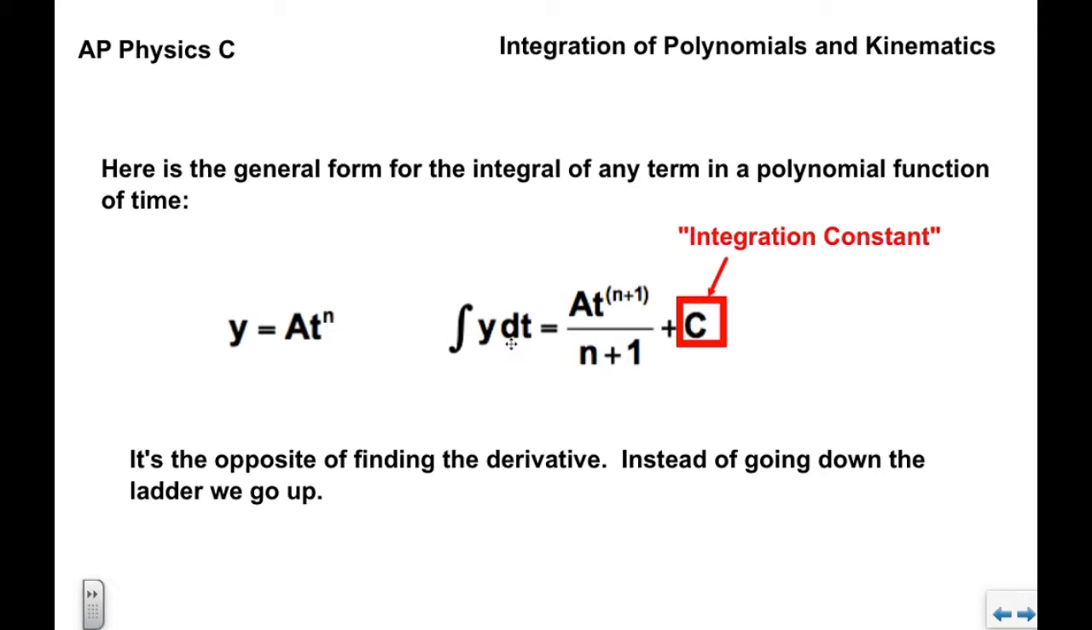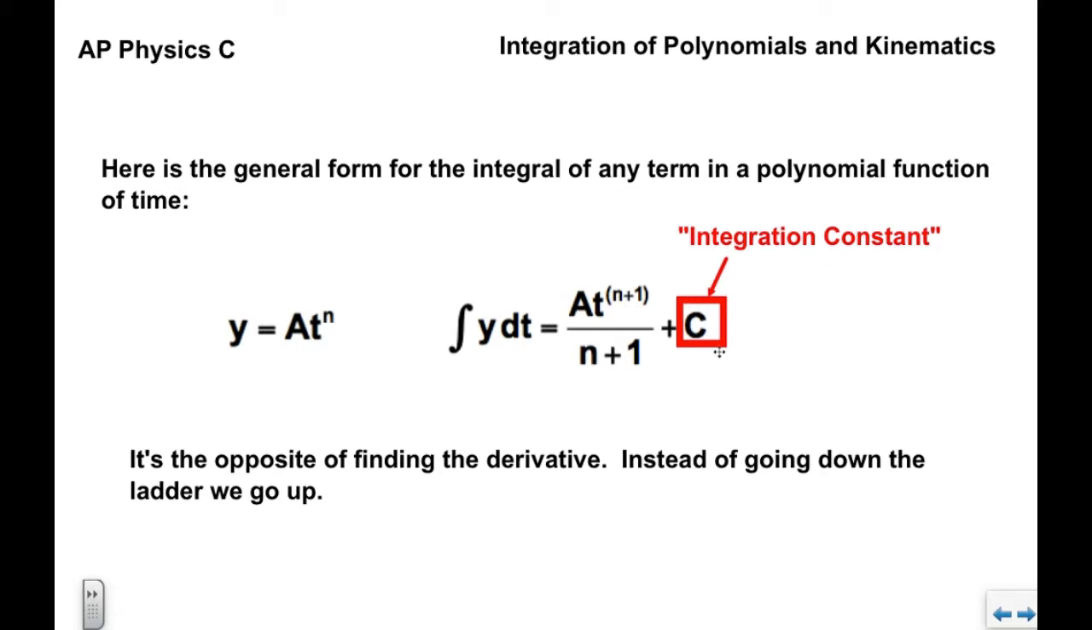And what we're going to get is, again, we carry the a. We're going to leave it here, times t to the n plus 1. N plus 1 is an increase in the exponent, and then we're going to divide the whole thing by the n plus 1. So this is the operation. So think t to the n plus 1 over n plus 1.